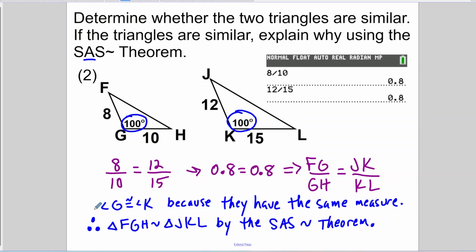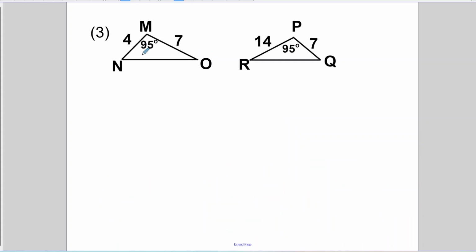And just in case you haven't seen this symbol before, the 3 dots mean therefore. So now let's see if these two triangles are similar. Well, one thing that jumps out right away is that angle M is congruent to angle P. So I'll just state that first.